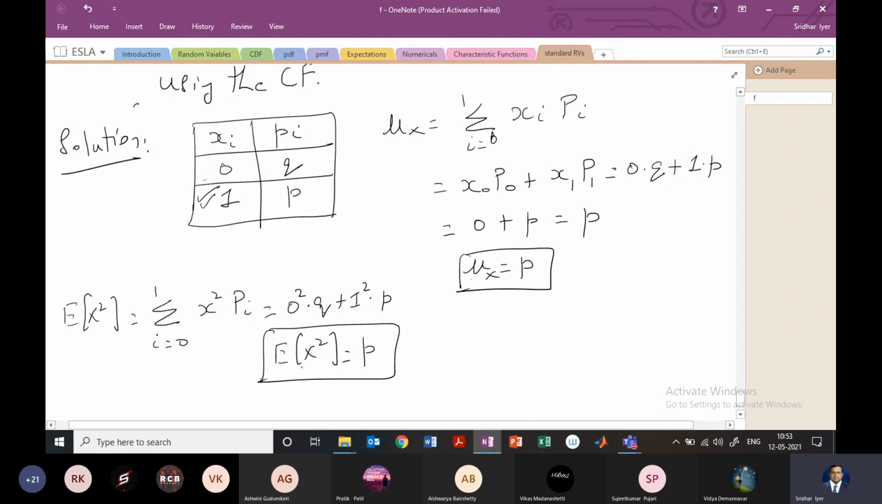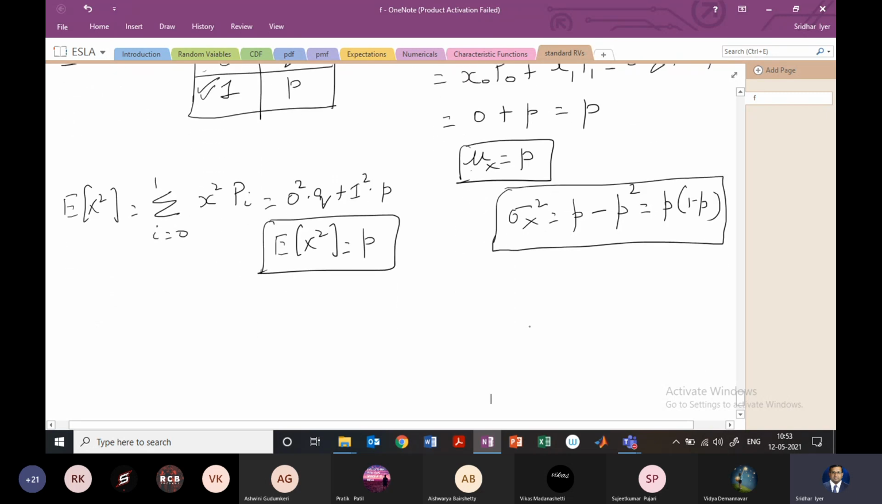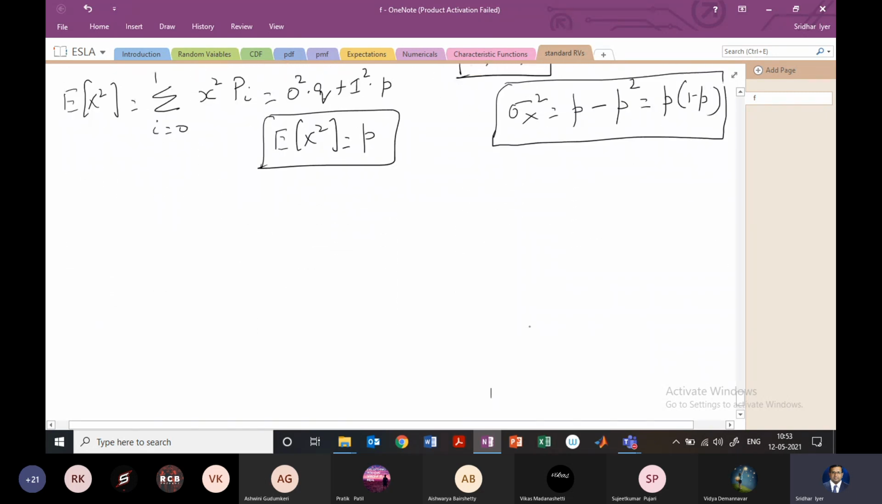E of x square will also be p, right? So even though it is not asked, we can find the variance value, which is E of x square, which is p, minus mu x the whole square, which is p square. So you'll get p into 1 minus p. That will be the variance value.